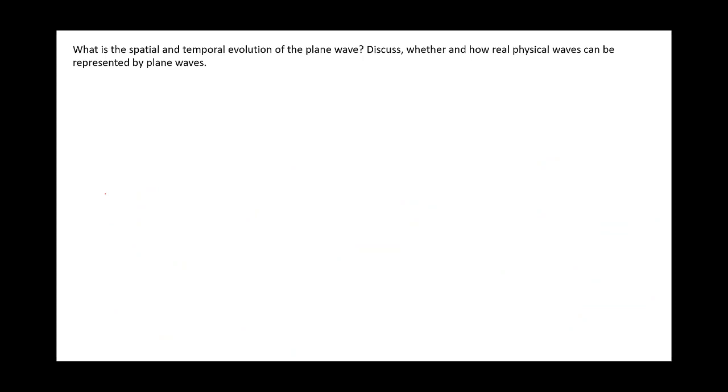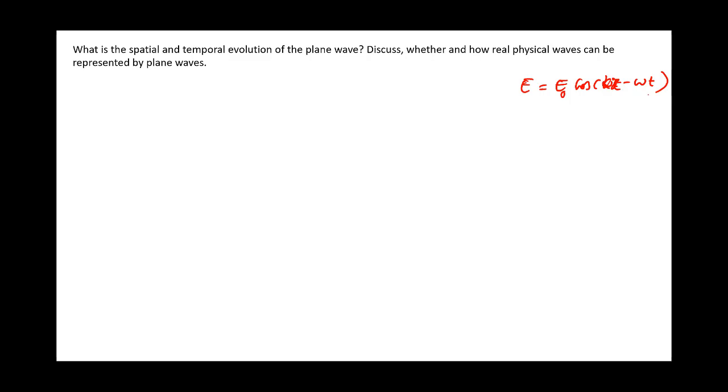Now we are going to discuss another thing, that is, what is the spatial and temporal evolution of a plane wave, like a cosine wave that we have seen. So if I have E is equal to some E0 times cosine kx minus omega t, or omega t minus kx, it doesn't matter, right?